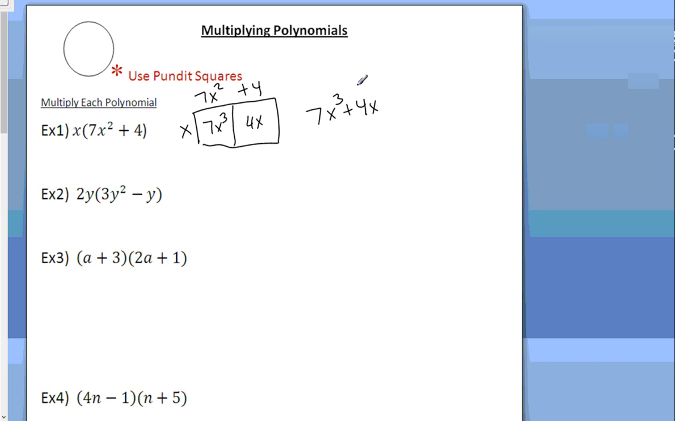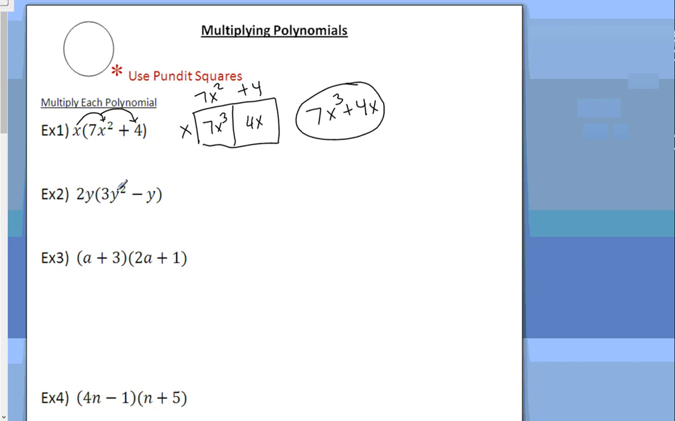Now, a few of you watching this video are probably saying, couldn't I just distribute the x? Absolutely. I'm showing you another way of doing the exact same thing. And when the variables get in, when these powers of x get involved, I really do think this is a better way of doing it. You're not going to make very many mistakes. So let's see another example.